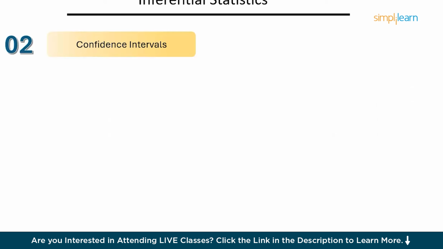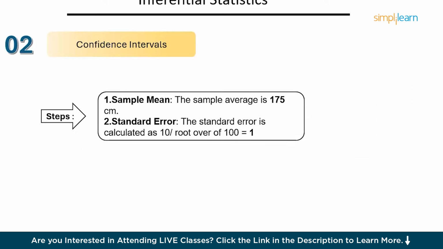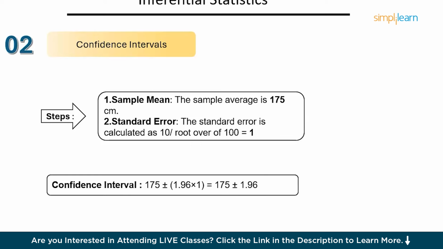Now let's move on to the steps. Sample mean. The sample average is 175 centimeters. The standard error is calculated as 10 divided by the square root of 100, that is equal to 1. Now, the confidence interval formula for a 95% confidence level uses the critical value 1.96. The confidence interval is 175 plus or minus 1.96 times 1, that is equal to 175 plus or minus 1.96. The result, the 95% confidence interval is 173.04 to 176.96. You can be 95% confident that the true average height of all men in the city is between 173.04 centimeters and 176.96 centimeters.